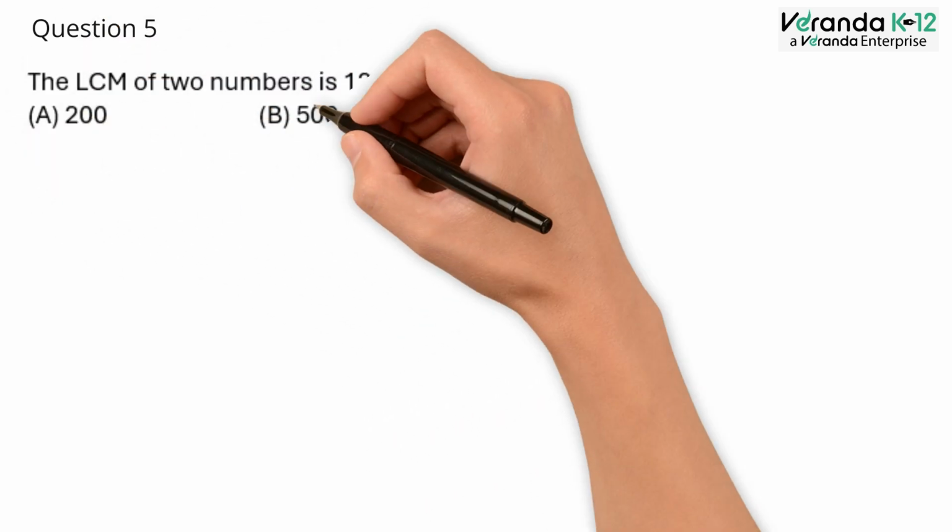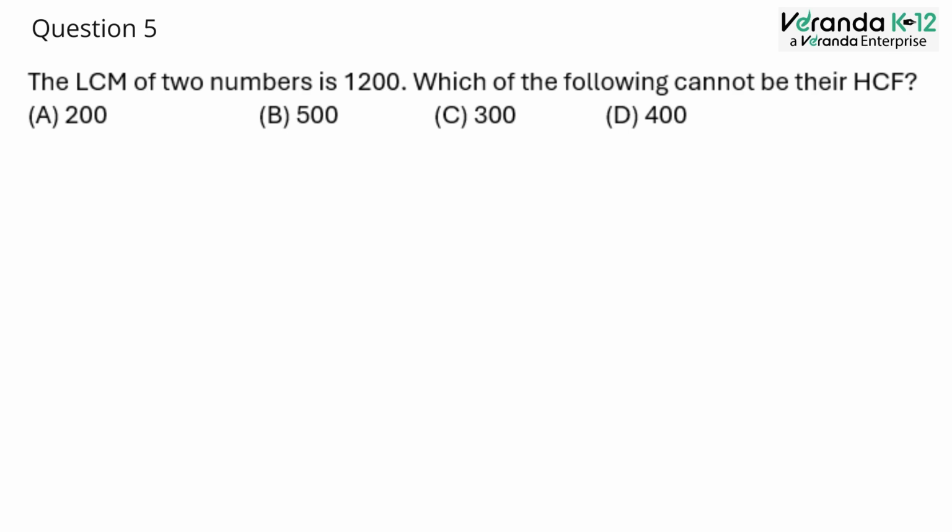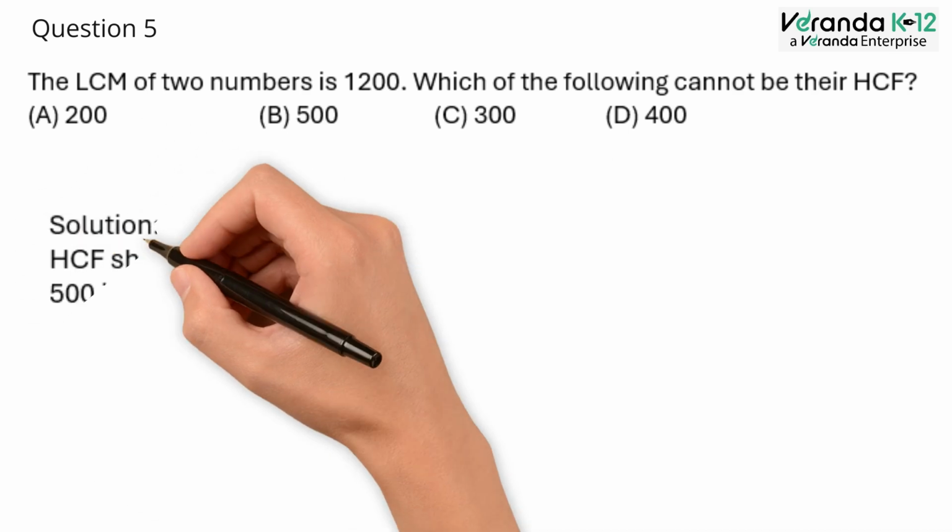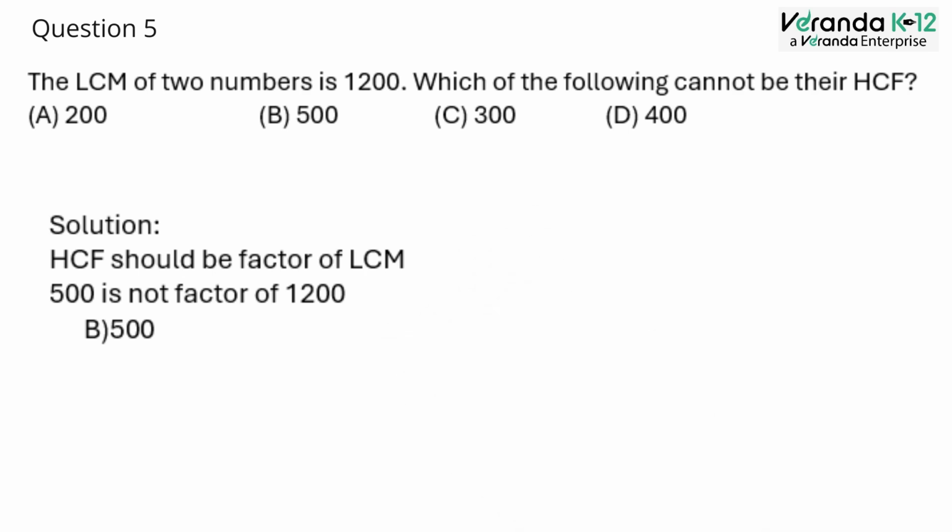LCM of two numbers is 1200. Which of the following cannot be their HCF? So the HCF of two numbers will always be a factor of LCM. So we can see that 200, 300 and 400 are factors of 1200. So the option is 500, which is not a factor of 1200. Option B is the answer.